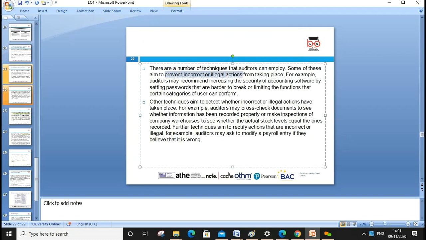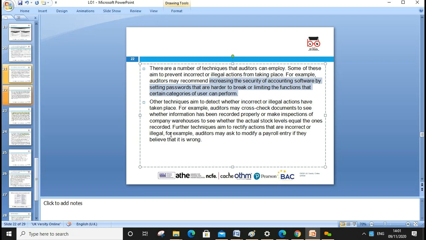Some is to prevent illegal actions taking place. The auditor may recommend increasing the security of the accounting software. Maybe anybody can set up a company. Anybody can issue the invoice. If the same person issues the invoice and the same person is paying it, the same person is working in the purchasing department and the finance department, so it should be different people, to minimize the risk.